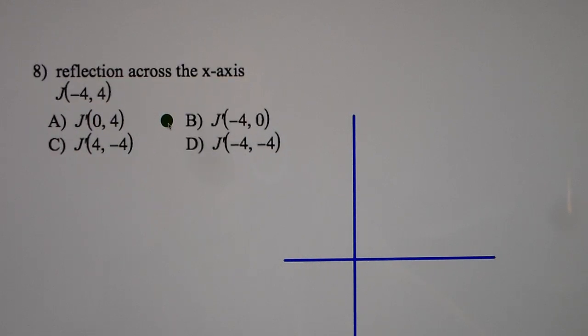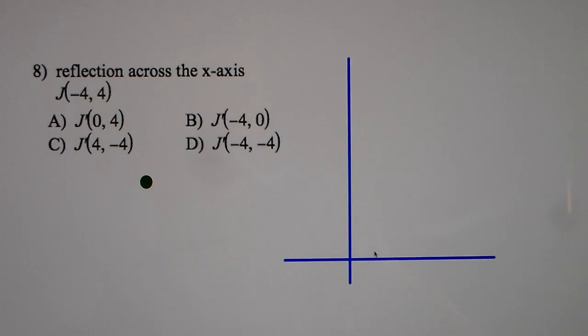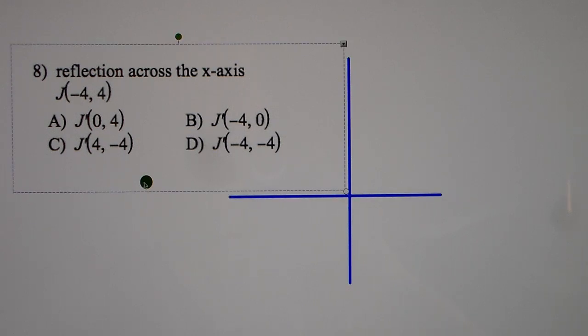So our goal is to reflect across the x-axis. You know the y-axis is up and down, our x-axis is left and right. The point is at (-4, 4). So 1, 2, 3, 4. And then up 4. 1, 2, 3, 4. Since it's a reflection across the x-axis, that means we're going to reflect up and down. So we went 4 up, so now we've got to go 4 down.